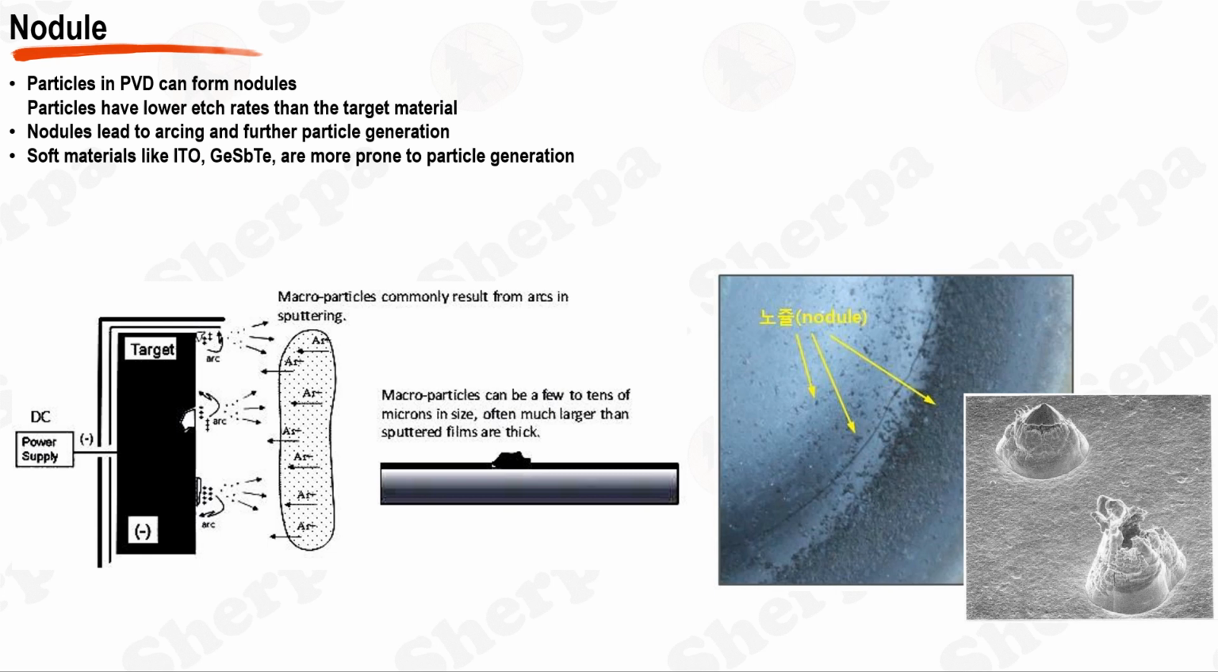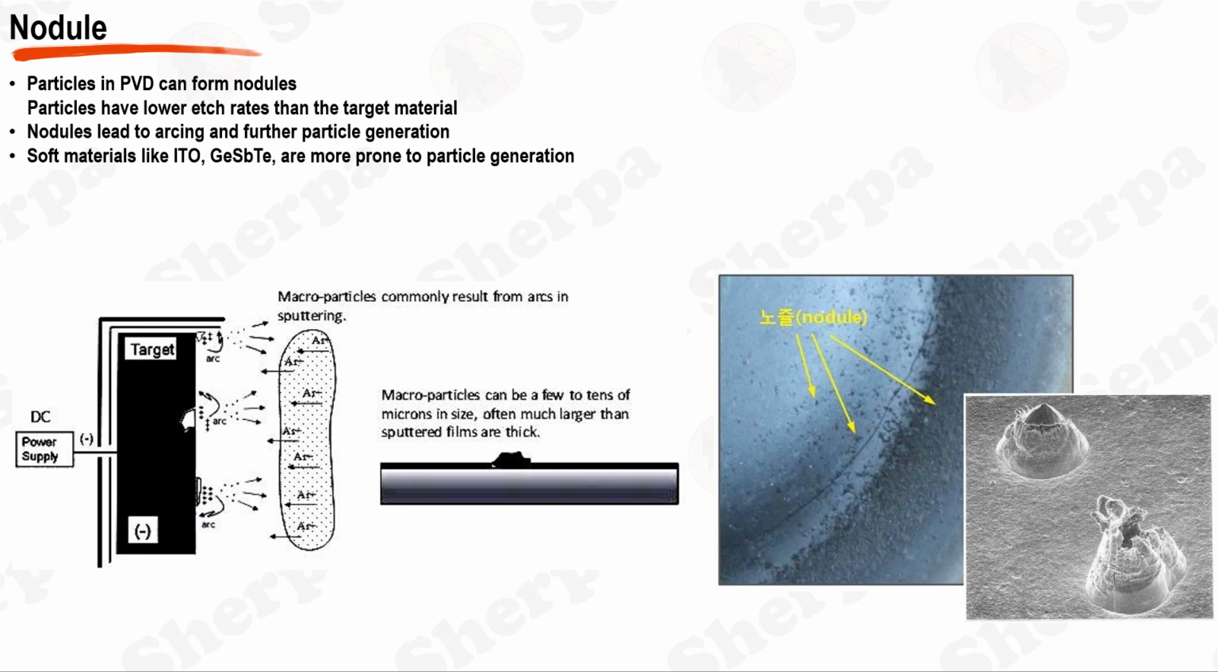A single particle can lead to the formation of a single nodule, which may trigger arcing. Arcing is an undesirable event where a localized discharge of current occurs, causing physical damage and contamination. This, in turn, results in the generation of many particles, leading to the formation of many nodules and, subsequently, many instances of arcing. This cycle continues, compounding the problems associated with nodule formation.